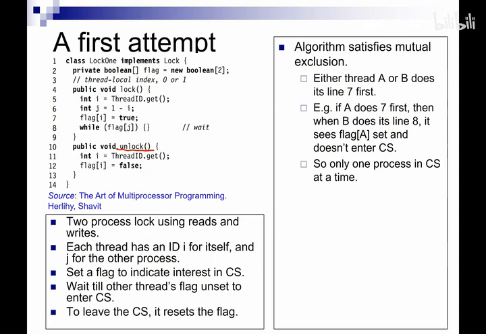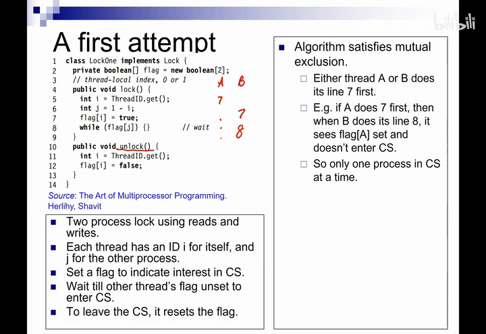Let's just suppose A does line 7 first. So here you have processes A and B. A does line 7, and then maybe later on B does line 7. We don't really know what A does, but we know that eventually B is going to do line number 8.